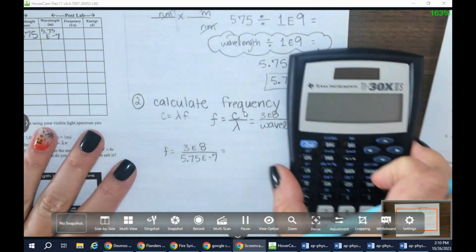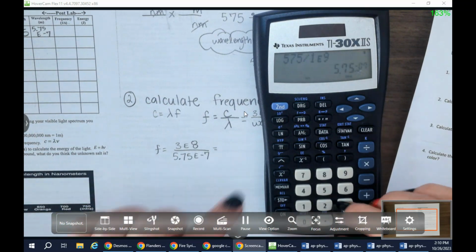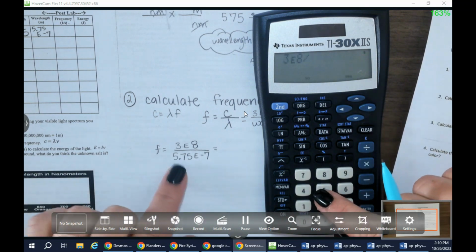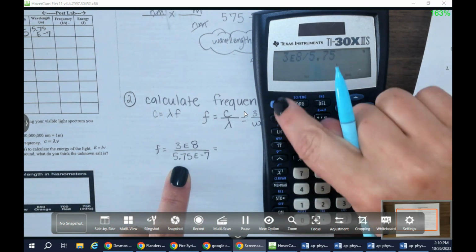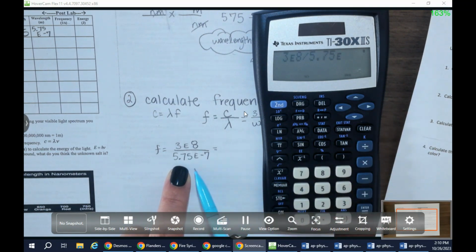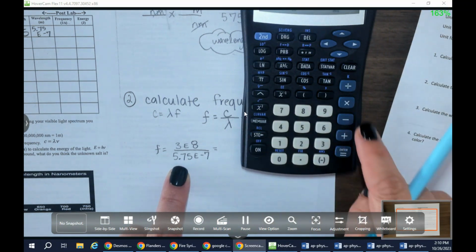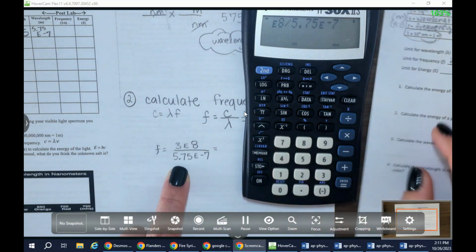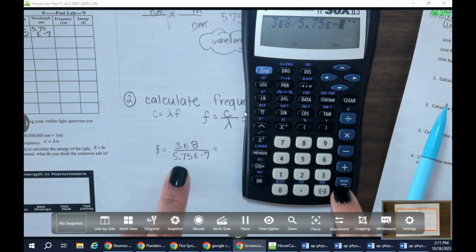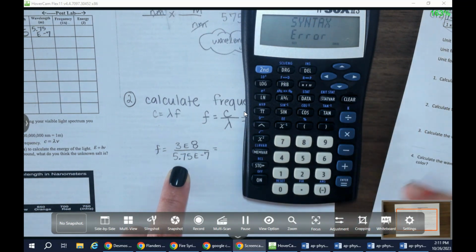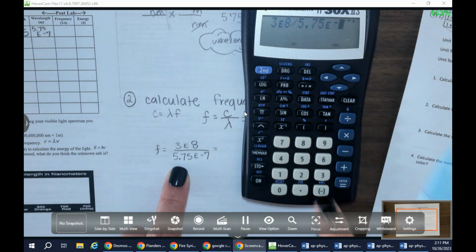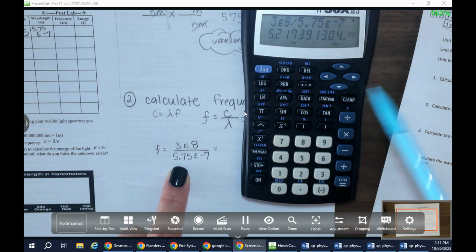So when I do that, here we go. We have 3e8, there's my speed of light. I'm going to push divide, and now I'm going to put my wavelength, 5.75 e. Again, that stands for times 10 to the. Negative is the button that's way down here. Don't push minus, you'll get an error. So you're just going to push negative 7. Actually, just to show you what it would look like if I did, it'll do that. If that ever happens, just push clear, and it tells you that's where it's messed up. So we're going to put the negative now, and that's what I get.